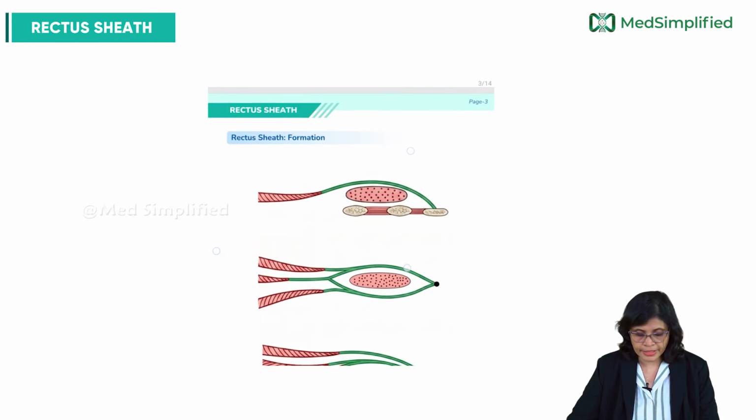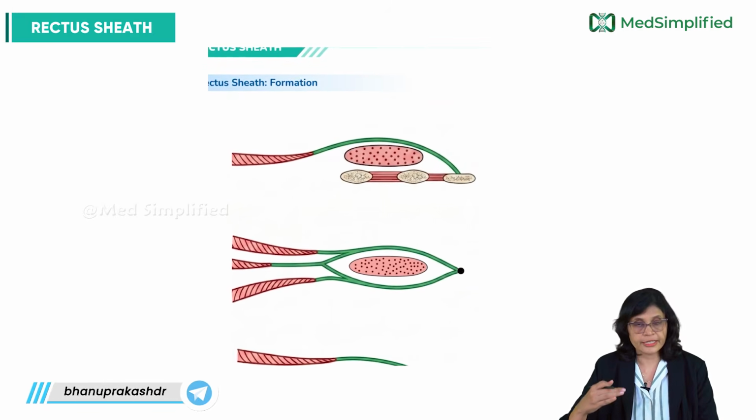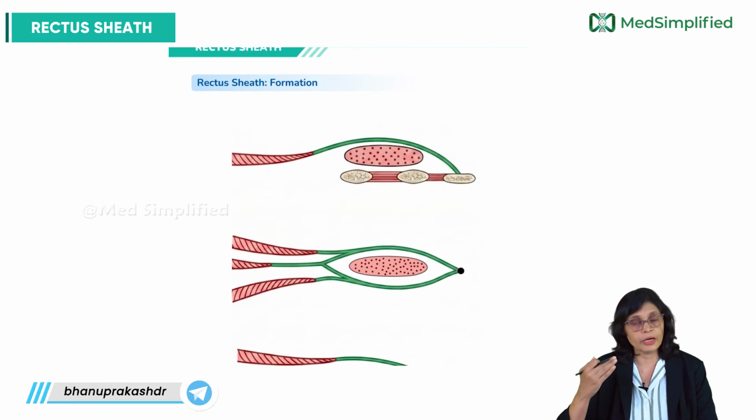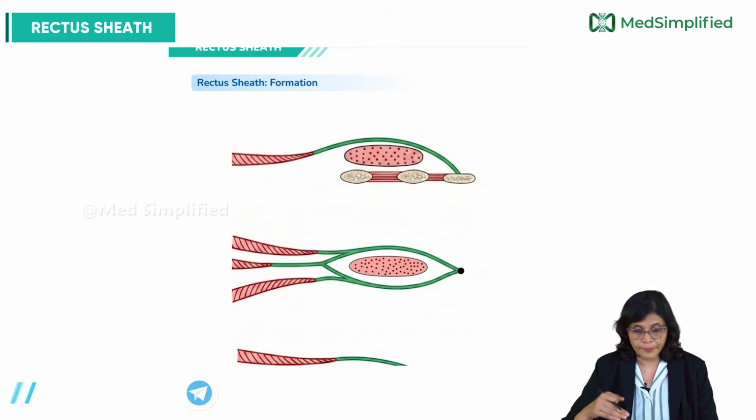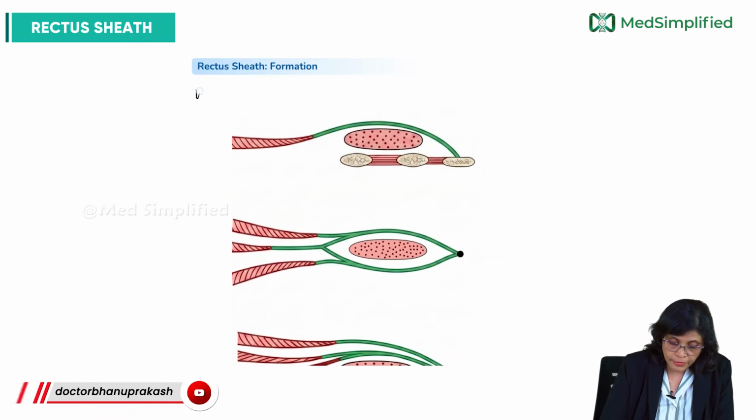So next we will see the formation. The formation of the rectus sheath we will study at three levels: above the costal margin, between the costal margin and the arcuate line, and below the arcuate line. So first, how is it above the costal margin?